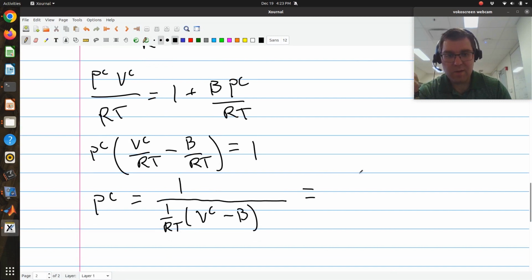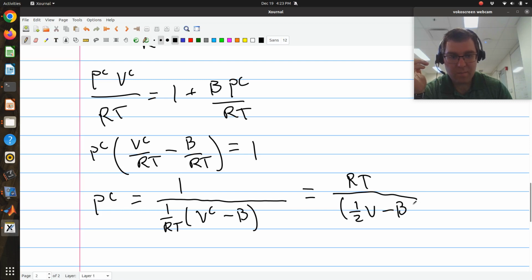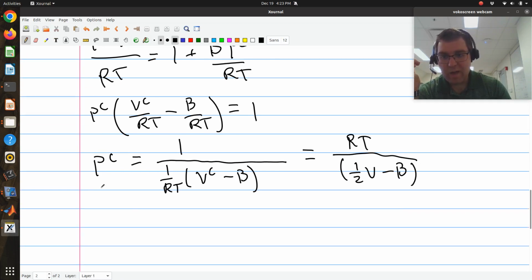So PC is going to be 1 over, okay, did I do this right? Yeah, 1 over RT. So actually I could bring RT up here, because that's 1 over RT. And then this becomes, well, VC is just 1/2 V minus B. Okay, so I should have that PC is equal to RT over 1/2 V minus B.